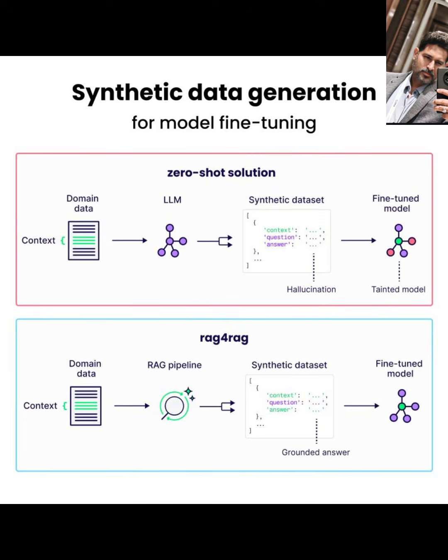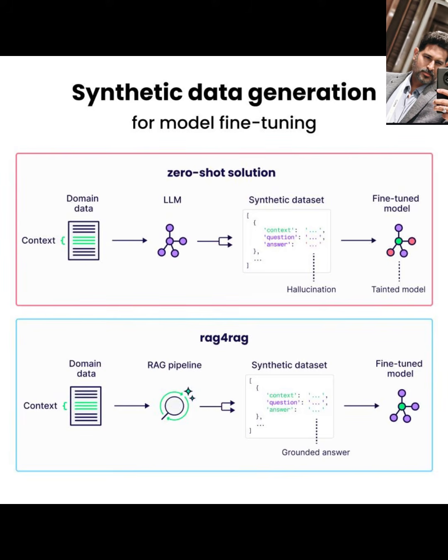First up, we have what's called the zero-shot solution. It looks simple, right? You take your domain data, let's call it the context, maybe it's a bunch of product descriptions or technical documents. You feed this context directly into a powerful large language model, or LLM. Think of models like GPT-4 or Gemini. The LLM then tries its best to generate examples based on that context, usually in a format like context, question, answer. So, it might create a fake question about the context and generate an answer. This creates our synthetic dataset.